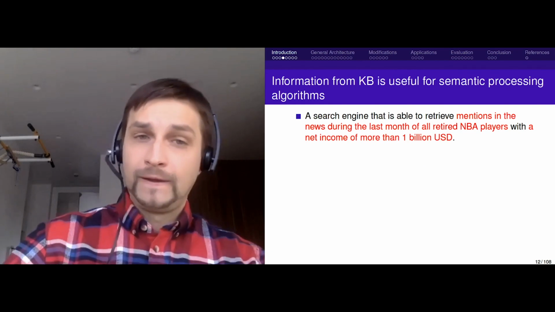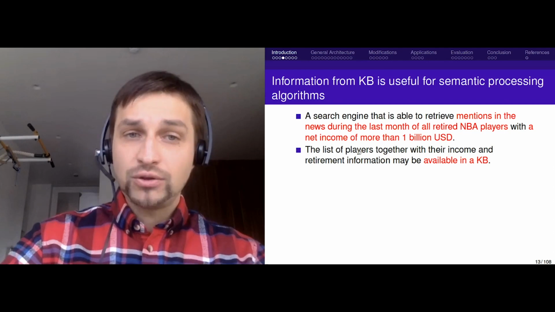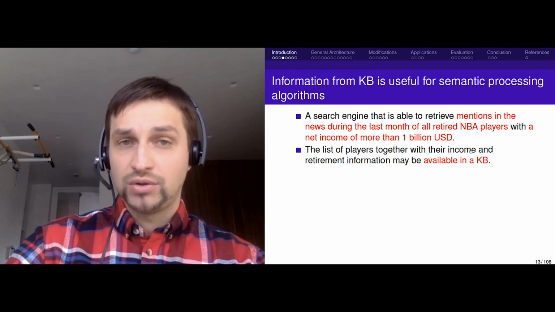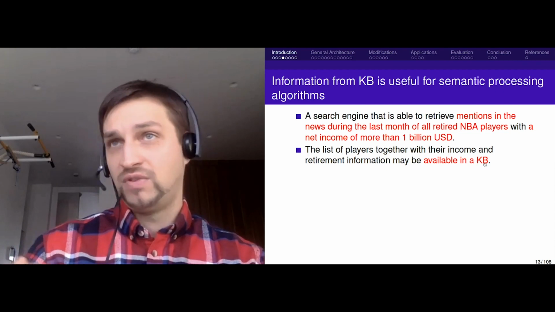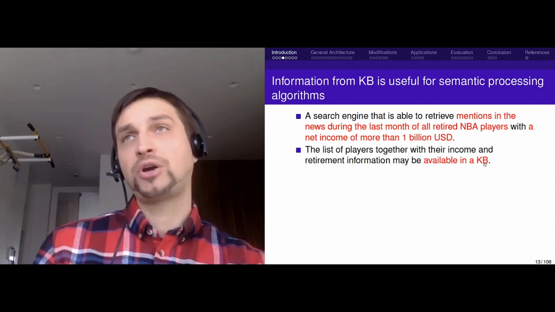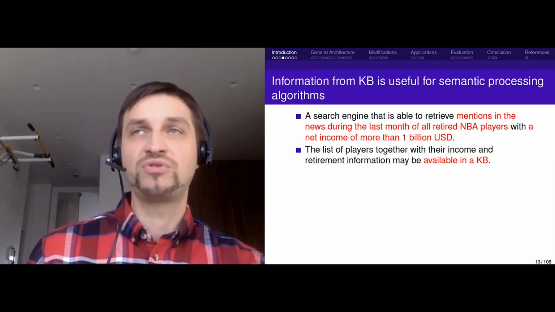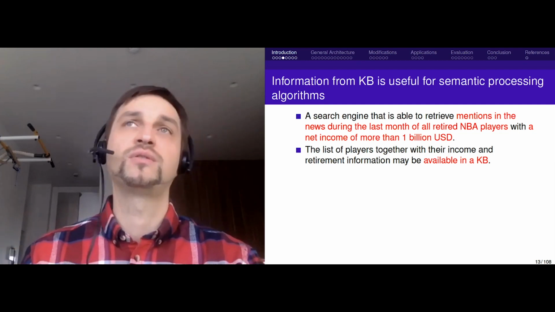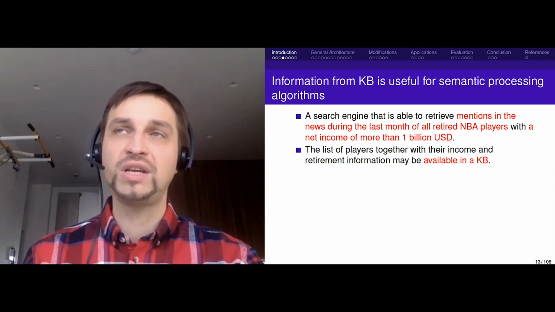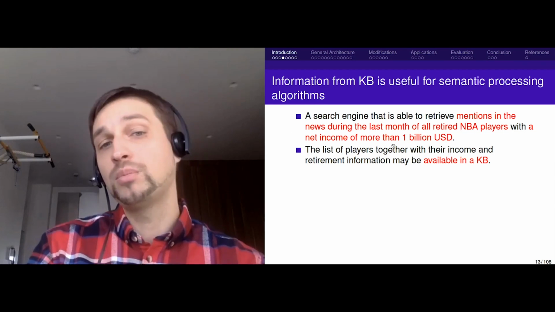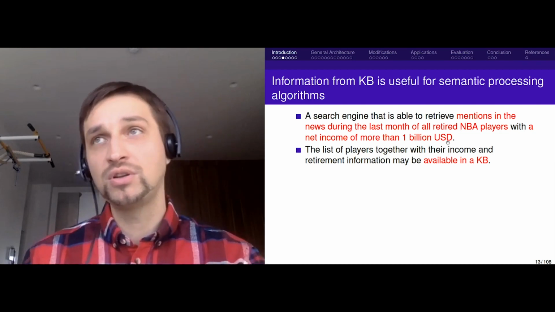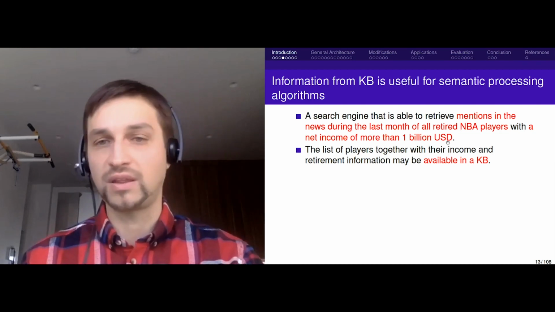Well, the list of the players together with their income values is available in Wikidata. So you know that Michael Jordan is a retired NBA player. And then you have a certain attribute saying what his net income is. Well, it's such and such number, more than $1 billion US, or something like this.